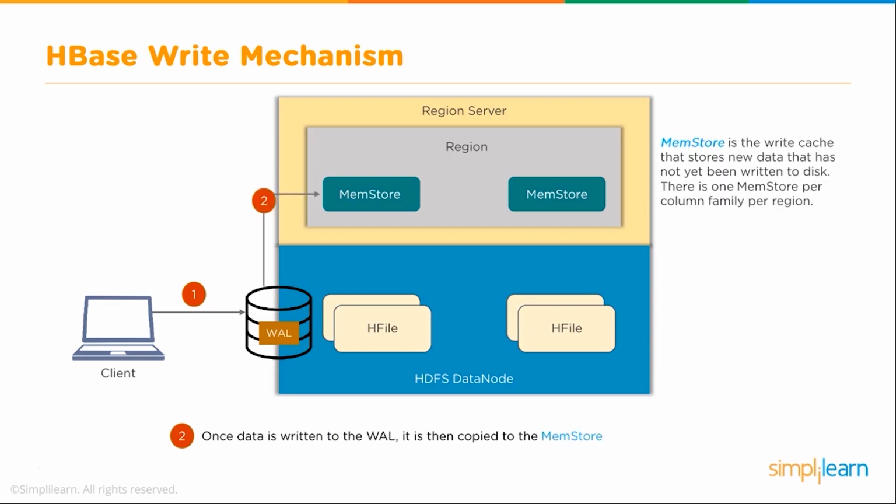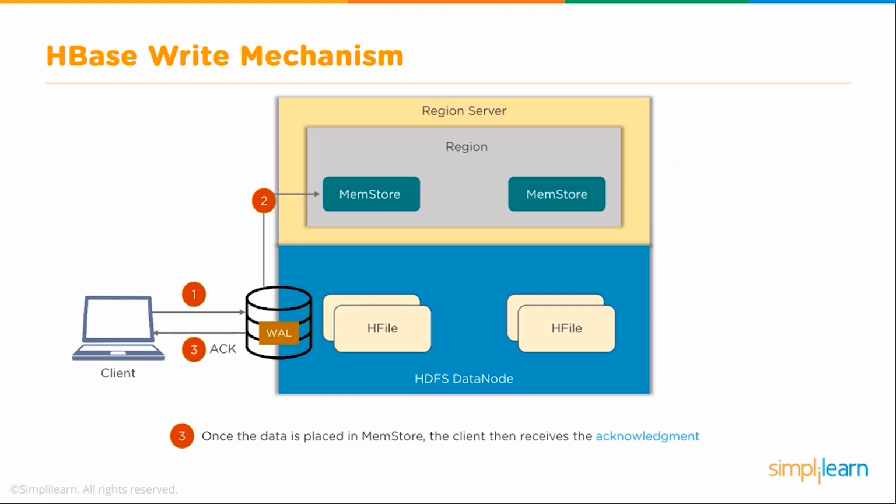Once it's gone into the WAL, then the MemStore is a write cache that stores the new data that has not yet been written to disk. There is one MemStore per column family per region. And once we've done that, we have the ACK. Once the data is placed in MemStore, the client then receives the acknowledgement. When the MemStore reaches the threshold, it dumps or commits the data into HFile. And so you can see right here, it's gone into the WAL, then sorts into the different MemStores, and then the MemStores say, hey, we're ready to dump that into our HFiles, and then it moves it into the HFiles. HFiles store the rows of data as stored key value on disk.